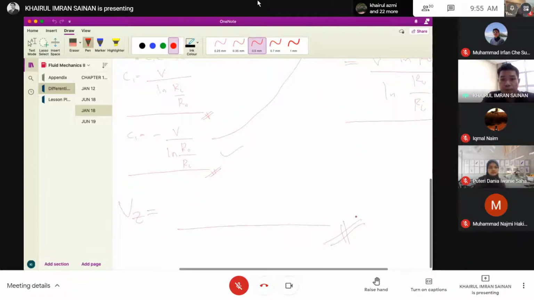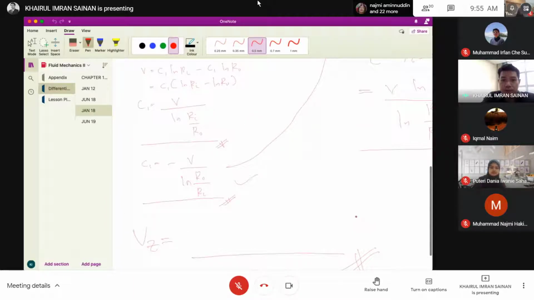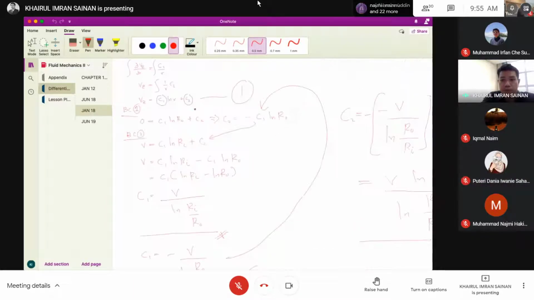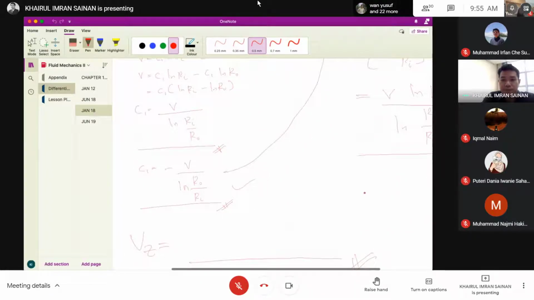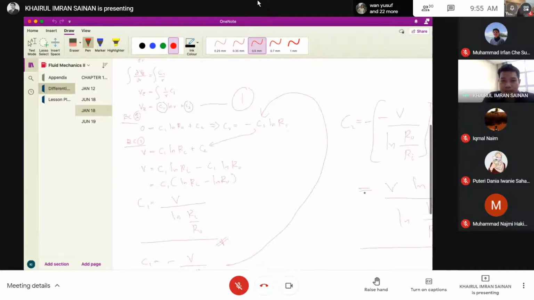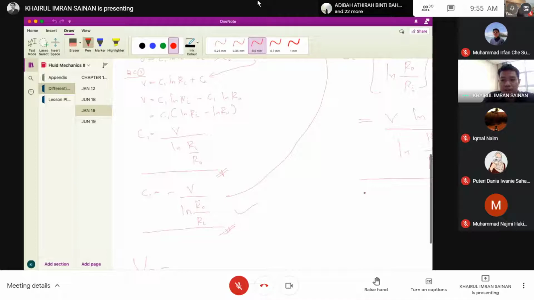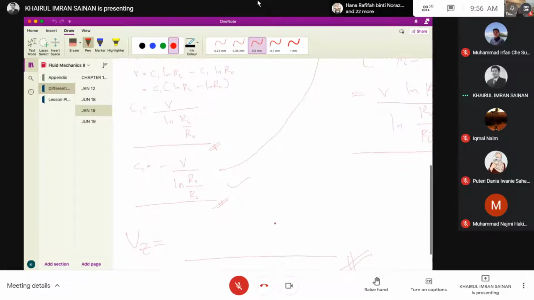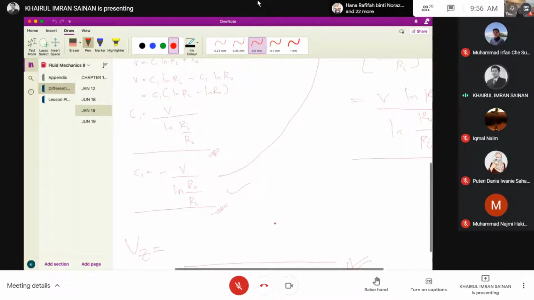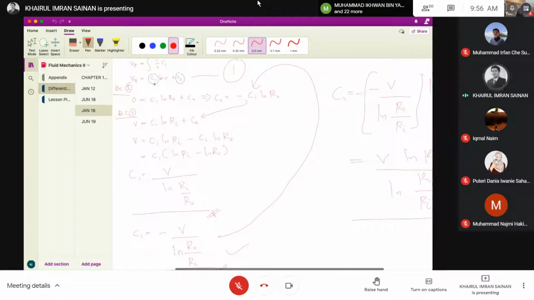Right. So next what we do is you're going to put this one, Vz equals C1 ln R plus C2. Okay. Alright. Put it in and try to simplify. Okay. So I just leave it there. So maybe next class I'm going to give you the answer. Put it in equation number 1 and try to simplify how it looks like.